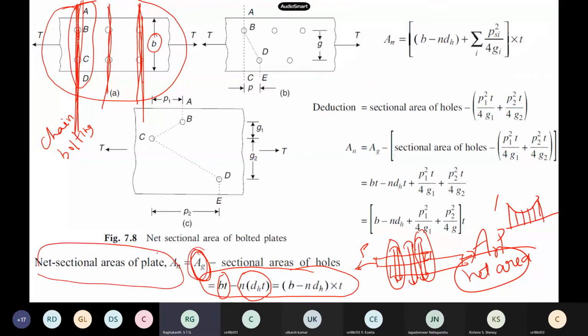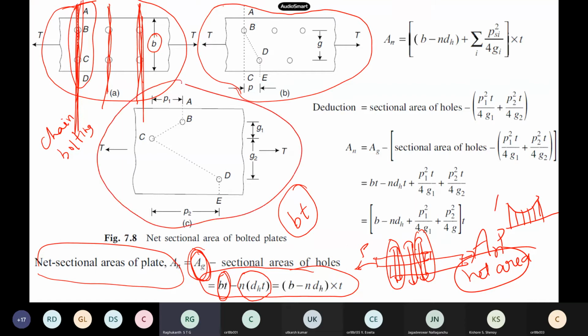You take gross area. Gross area is simply B times T, minus n times the hole diameter. Now for chain bolting, it is very, very easy to calculate. But when there is staggered bolting, you are using this type of bolting, diamond bolts are staggered because the pitch is not the same, or you have something like this. So how do we handle this? How to calculate this net sectional area is a big issue. How can it fail? This is the biggest issue itself.